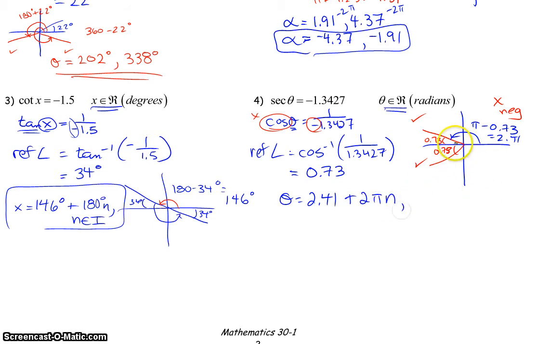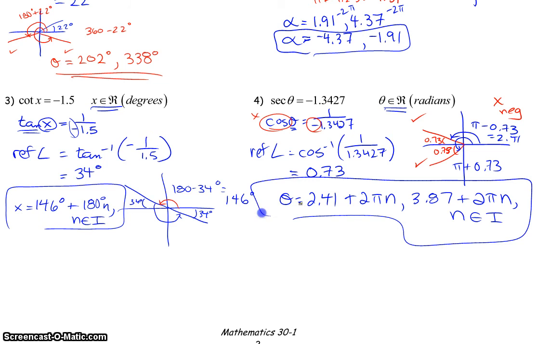Now this other angle here, the principal angle, would be basically pi plus 0.73. So pi plus 0.73 would put us at 3.87. Plus, again, we'd have to add a full rotation to get back to it, where n is an element of the integers, so we're adding full rotations. And there we go. Okay, so just a sampling of the few types of first degree trig equations we could have.